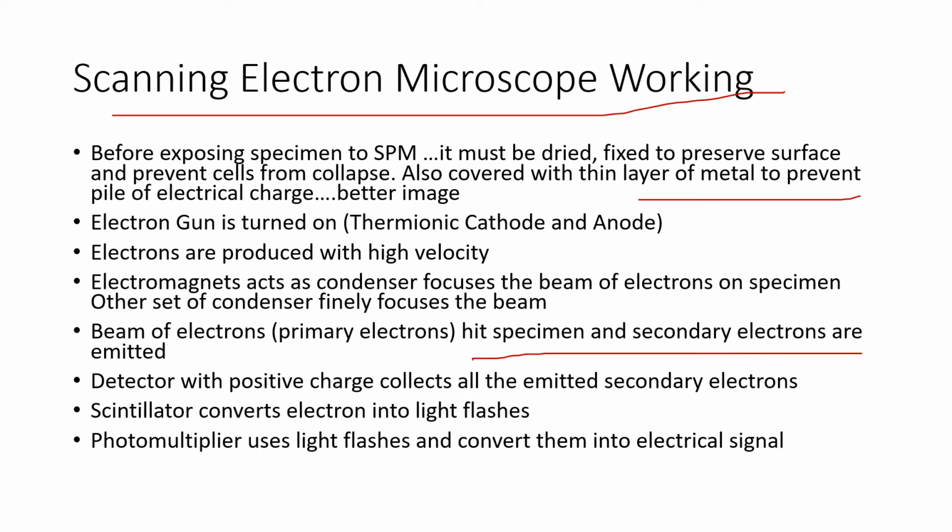Now how exactly the secondary electrons are coming out will be dealt with in another video. I'm not dealing with how this is happening, how the secondary electrons are coming out when primary electrons are hitting our specimen, because that is not part of the working. That is part of the theory and should not be dealt with in the working, but it is necessary for a clear understanding of scanning electron microscopy, so it will be dealt with in another video.